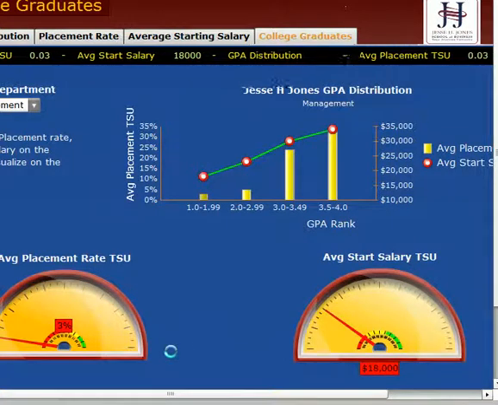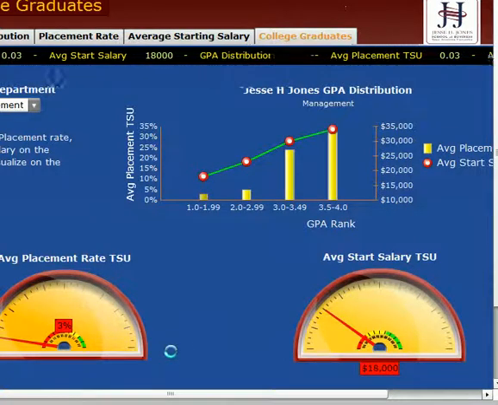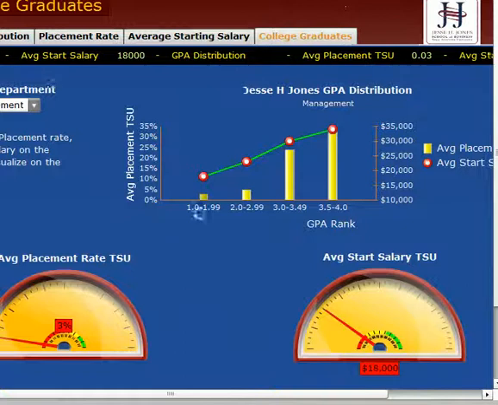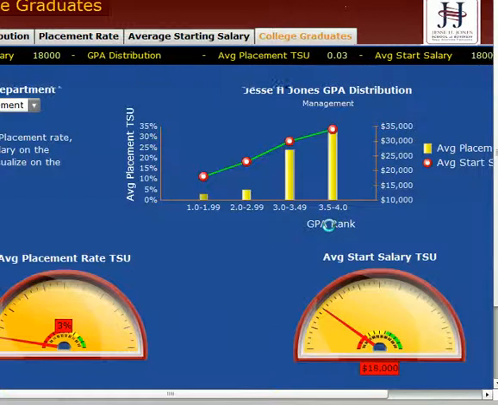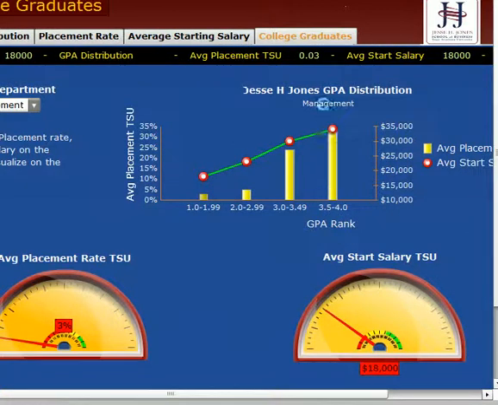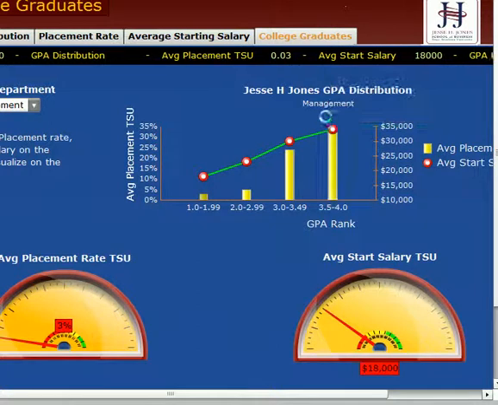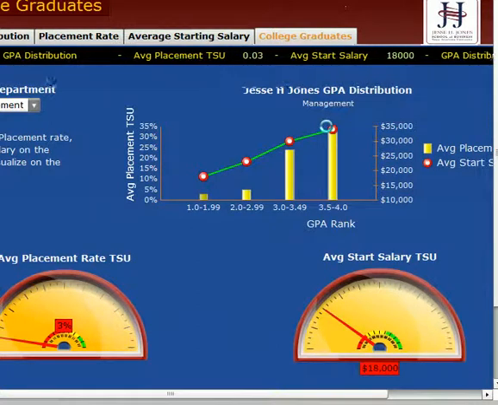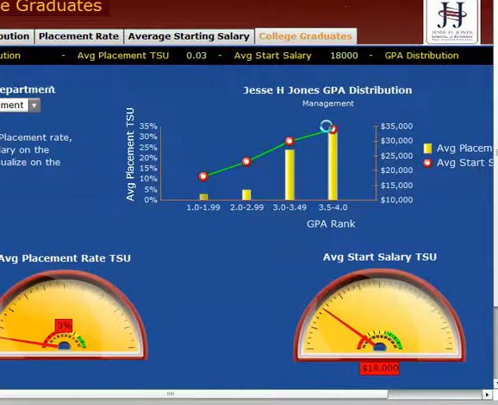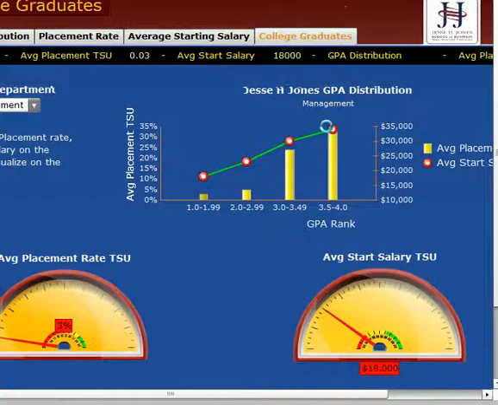So you get some picture of how you are doing. It makes sense that those with a low GPA will not get as many jobs. But then when you reach the 3.54, you have a very high placement and also a very high average starting salary. So that's something that you can share with the students. The better you do, the better money you will make.